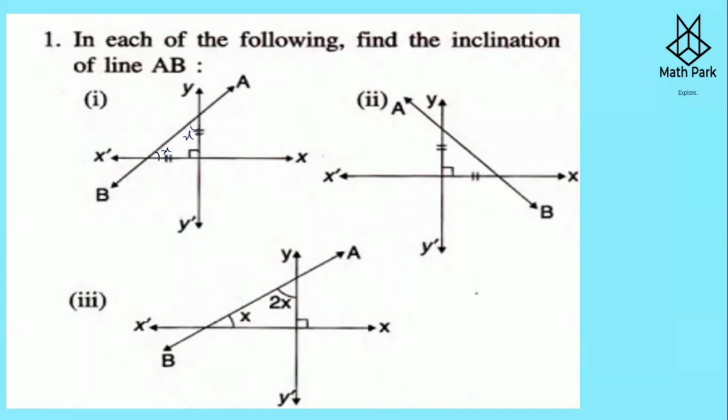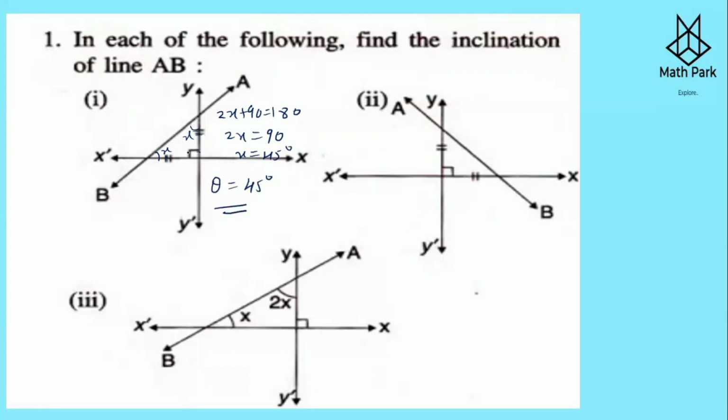property. We know that the sum of the angles of a triangle is 180 degrees. So 2x plus 90 is equal to 180. So you get 2x is equal to 180 minus 90, that is 90. So x is equal to 90 by 2, which is 45 degrees. So here theta is equal to 45 degrees. So the inclination of line AB for the first one is 45 degrees.